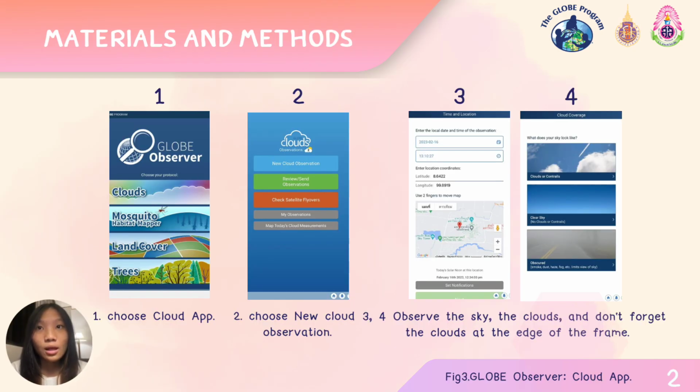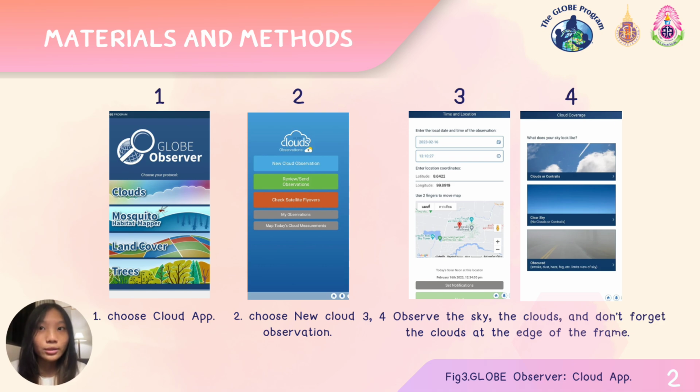Methods: the GLOBE Observer app and the GLOBE website, developed through the GLOBE program with NASA. These are the instruments used by the researchers in collecting data on precipitation patterns, temperature variability, and indirectly supporting PM 2.5 and CO2. And this is how to use the application.